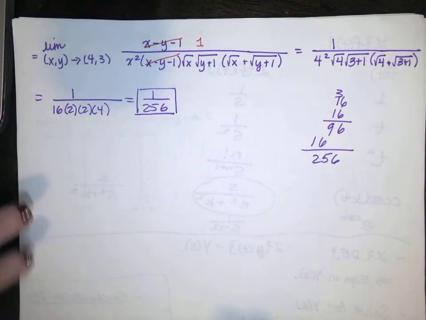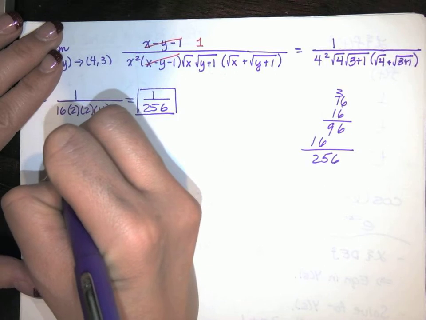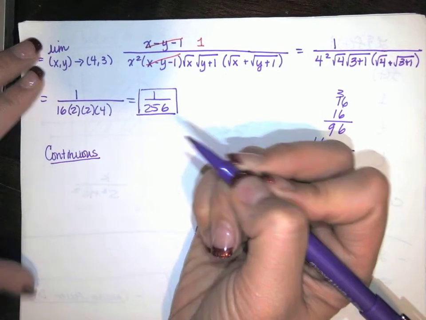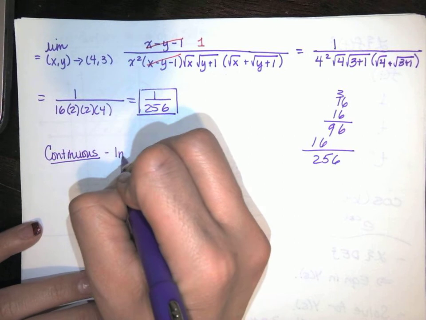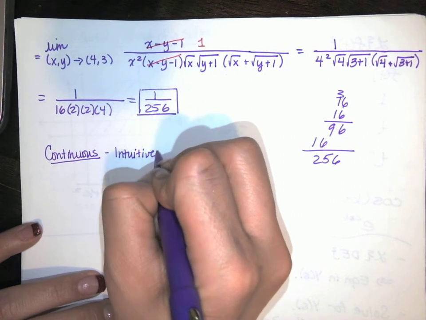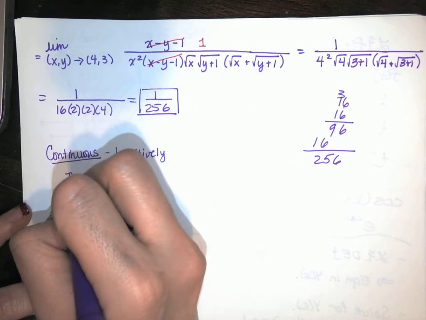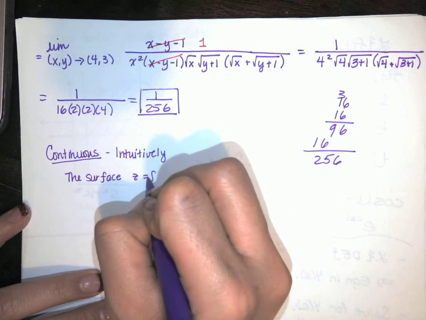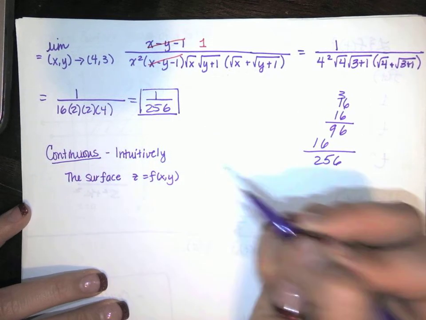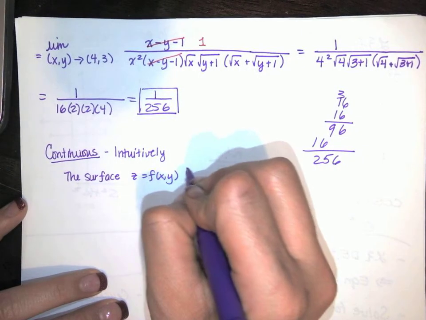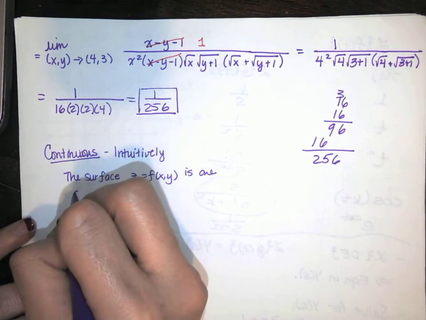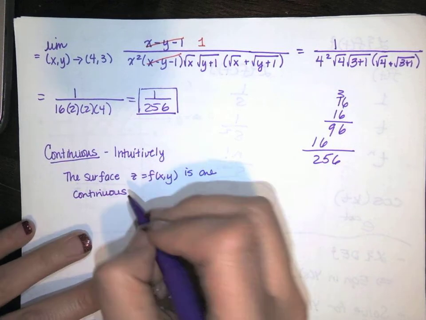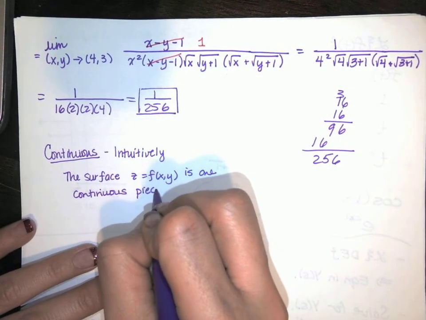Now that means, intuitively, we say a function of several variables is continuous if it's one piece. So we have the surface given by z equals f of (x, y) is one continuous piece. And I know I'm using continuous in my intuitive definition of continuous. I'm sorry.